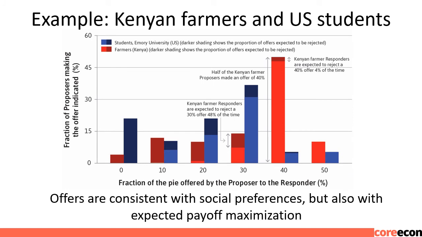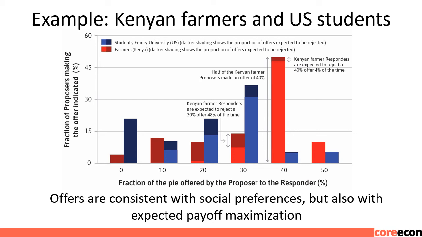Example: Kenyan farmers and US students. Offers are consistent with social preferences but also with expected payoff maximization. Experiments show that people are not entirely self-interested and all 1 cent offers tend to be rejected. To see how farmers in Kenya and students in the US played this game, look at the figure.